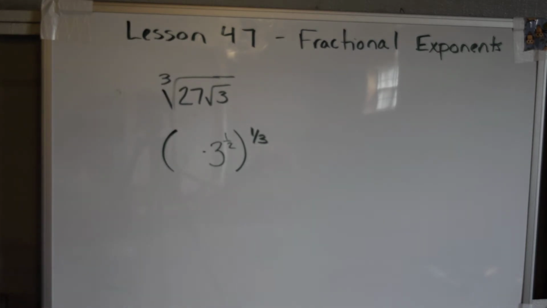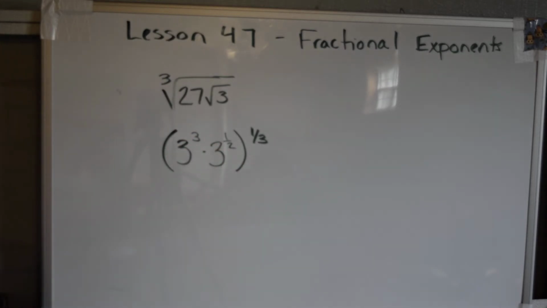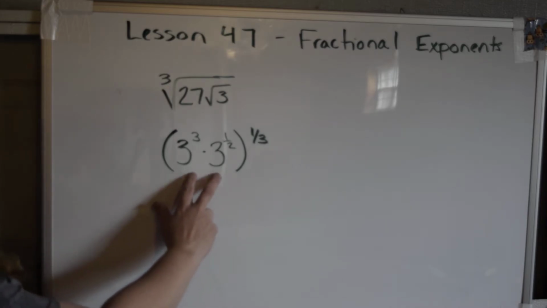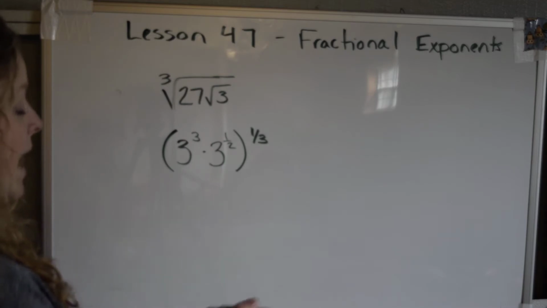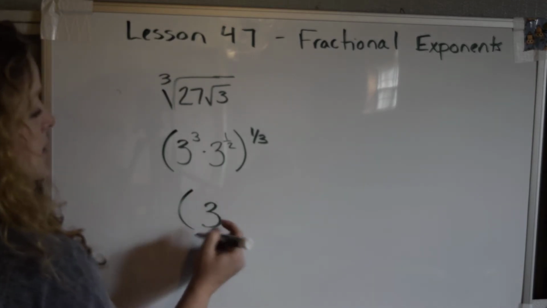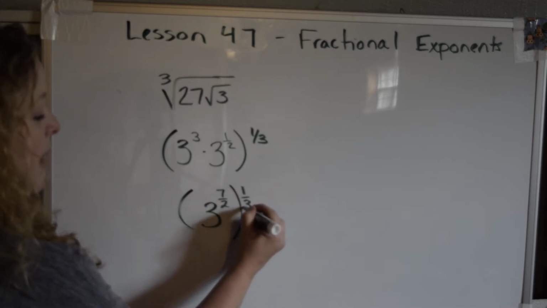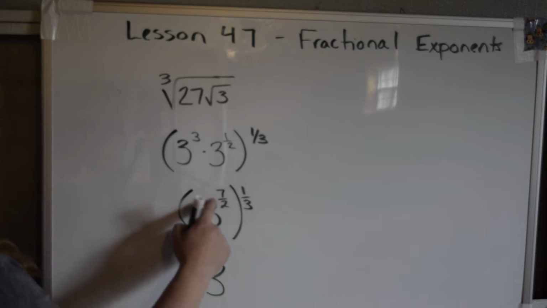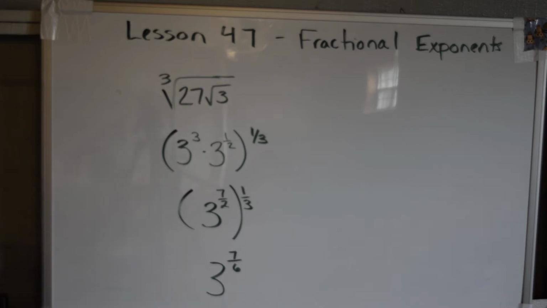Now when we get to the 27, we want to rewrite that. 27 can be written as 3 to a power because 27 is 3 cubed. And now that I have the bases written the same, we can combine those exponents. So we can add 3 and 1/2. So 3 plus 1/2 is 7/2 to the 1/3 power. And then you multiply your exponents. So we get 3 to the 7/6 power. 7 over 6 won't reduce, and so there's our answer.